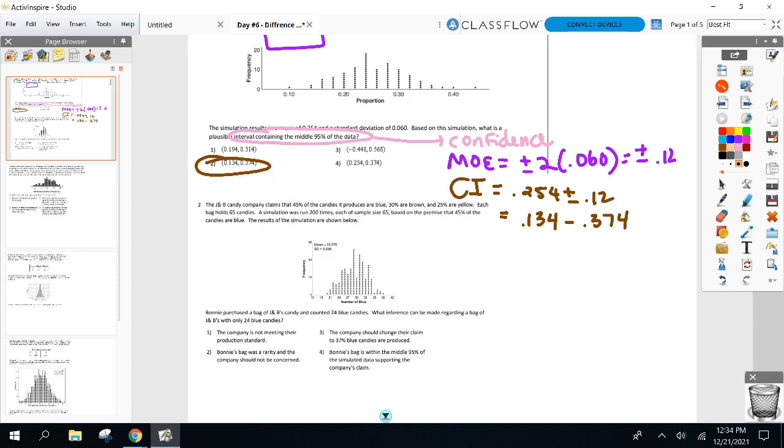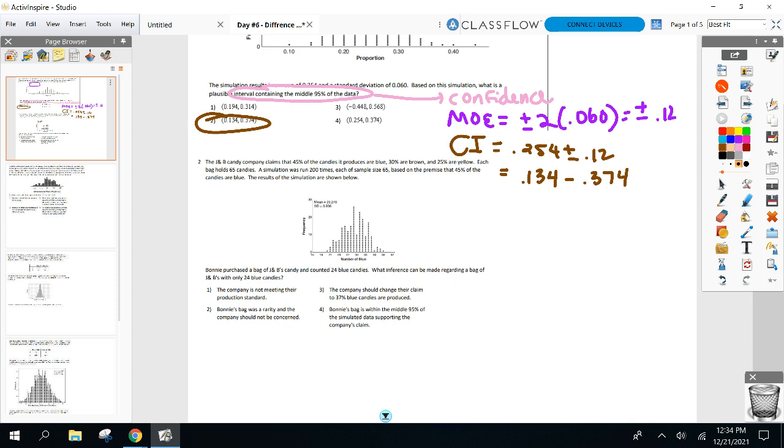Next one, still doing some candies. The old J&B company says 45% of its candies are blue. Yep, some are brown, yellow, perfect. So we're going to take a sample of 65, 200 times. The more samples, the better. And the results down there are shown. Big Bonnie comes by, purchases a bag of the old J&B candy, and she counts 24 blue candies.